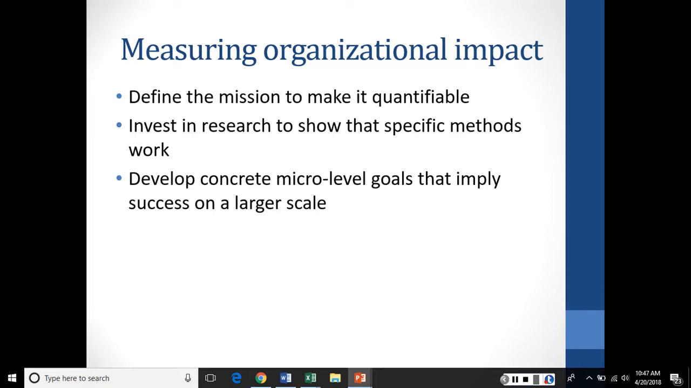If we are a substance abuse treatment facility, maybe our mission is to reduce substance use or to reduce opiate deaths. We can look at hospital records to see the number of people who overdosed. We have a very quantifiable mission statement, something that we can put into numbers. So it's important that we are utilizing research to show how our methods work, and that we have very specific goals in place that can then show how we're fulfilling our mission statement on a larger level.